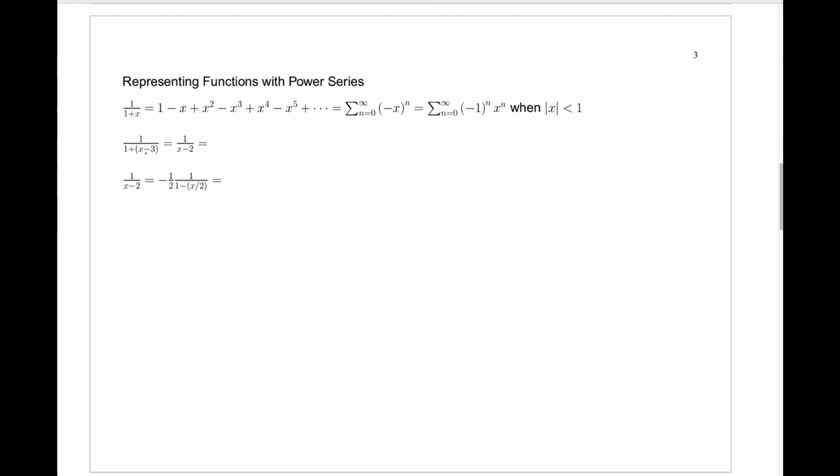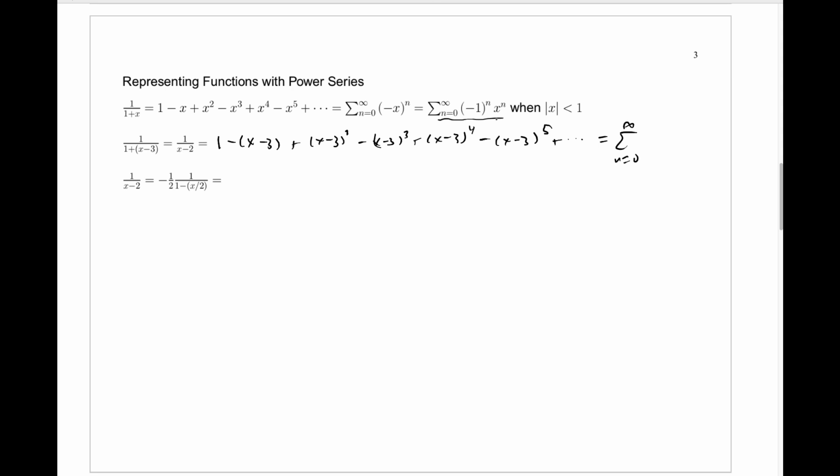1 over 1 plus the quantity x minus 3 is the same as 1 over x minus 2. And if I just put in x minus 3 in place of x's, I get 1 minus the quantity x minus 3 plus x minus 3 squared minus x minus 3 cubed plus x minus 3 to the 4th minus x minus 3 to the 5th, etc. In terms of the summation notation, this will be a sum from n equals 0 to infinity.